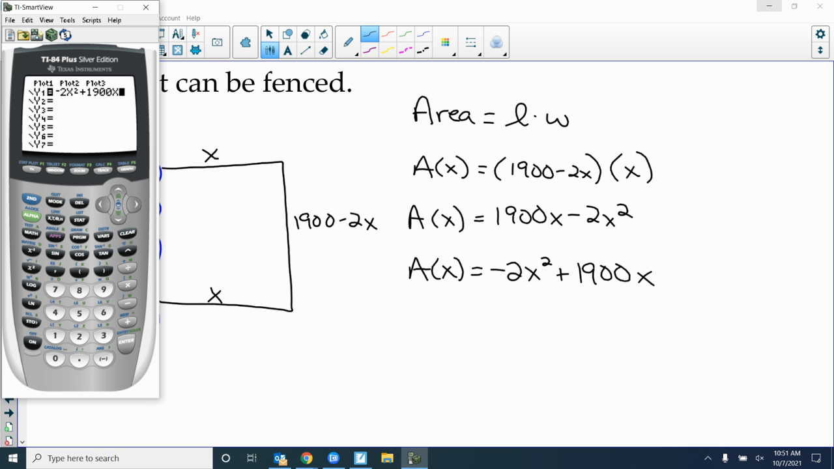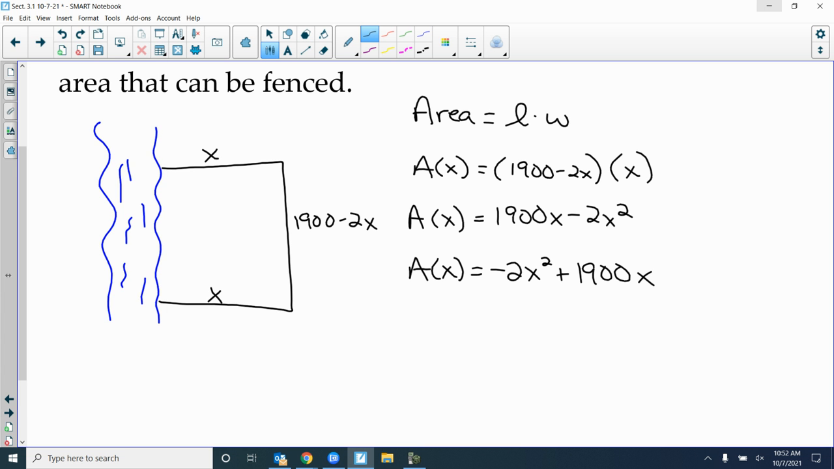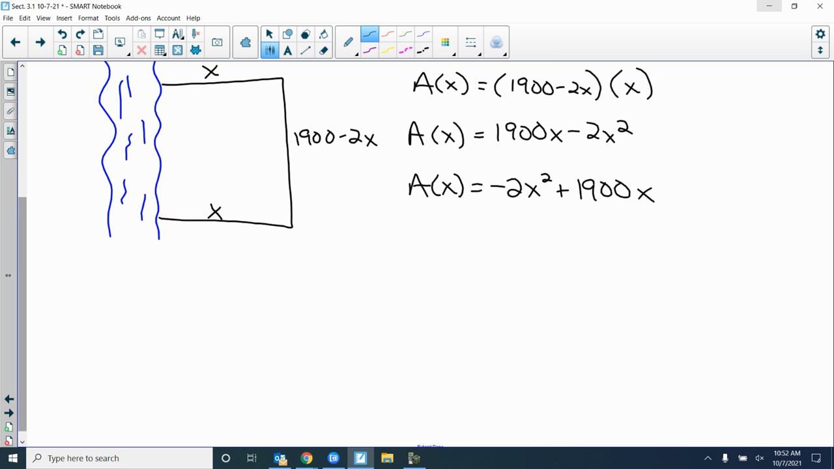Okay, when you plug in the table, this is your areas. These are your areas. So if x is 2 feet, you'll get an area of 3792. If x is 3, it goes up. We want the maximum, which is going to be represented by the vertex because it's a parabola that opens down. What's its y-intercept? 0. Plug in 0, you get back 0. So its y-intercept is 0.